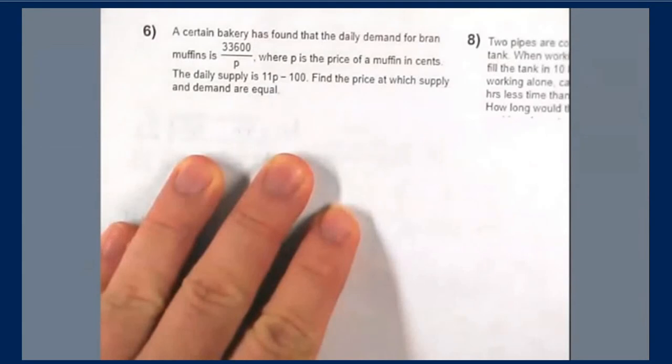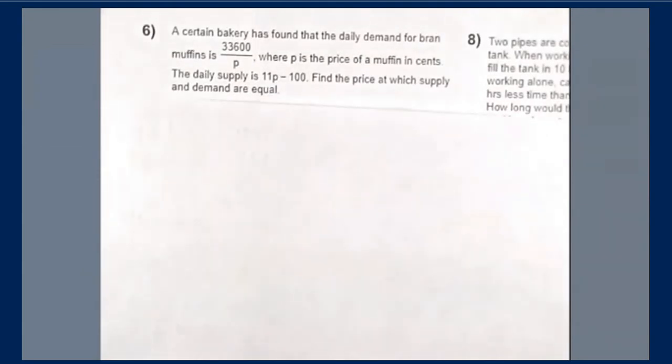Question 6. A certain bakery has found that the daily demand for bran muffins is given by the function 33,600 over P, where P is the price of a muffin in cents. The daily supply is 11P minus 100. Find the price at which supply and demand are equal.